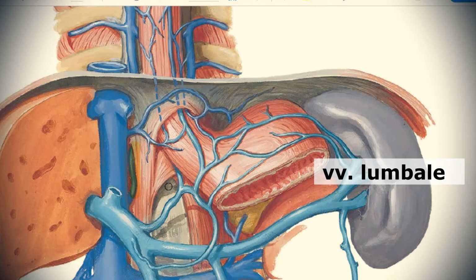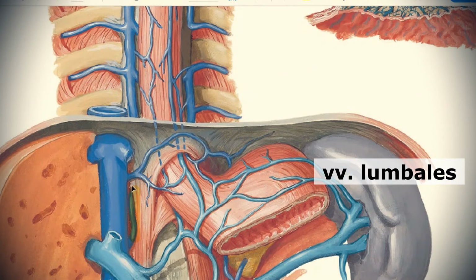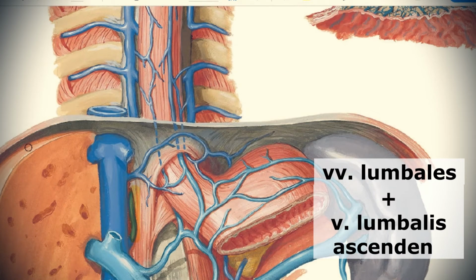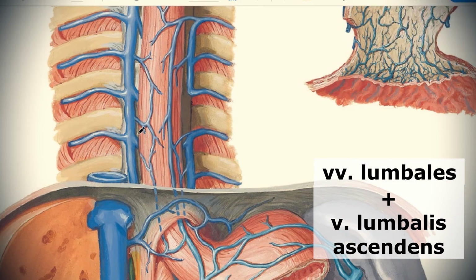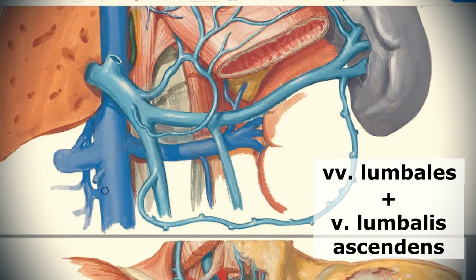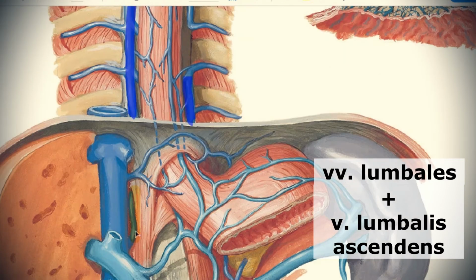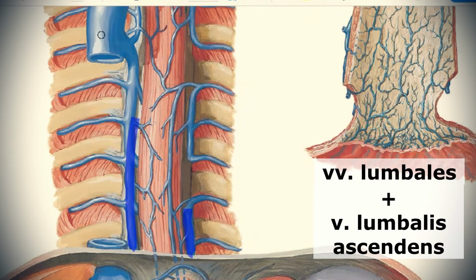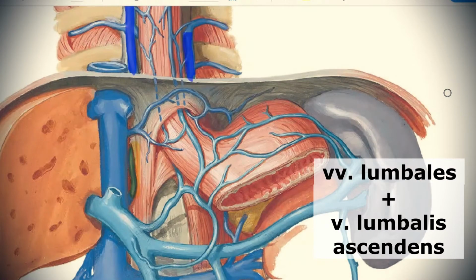Vena lumbalis, 4 pairs that drain into cava inferior, and the uppermost of them is vena lumbalis ascendens, which goes through the diaphragm and becomes vena azygos or vena hemiazygos, and it's a tributary of vena cava superior. But the vena lumbalis that anastomoses with the lumbalis ascendens is a tributary of vena cava inferior. So this vena lumbalis ascendens and azygos, hemiazygos is also an intersystemic anastomosis between the systems of cava superior and cava inferior.